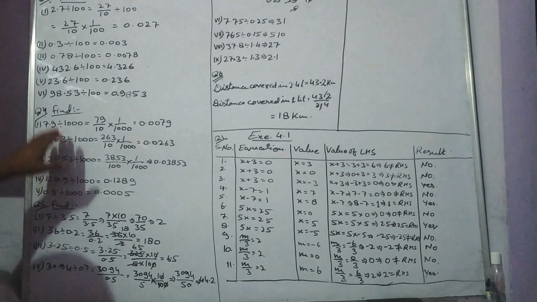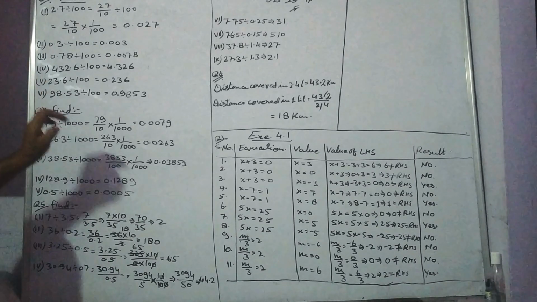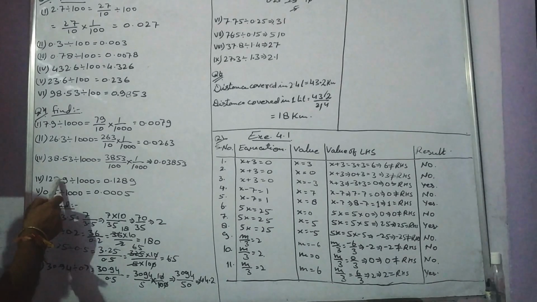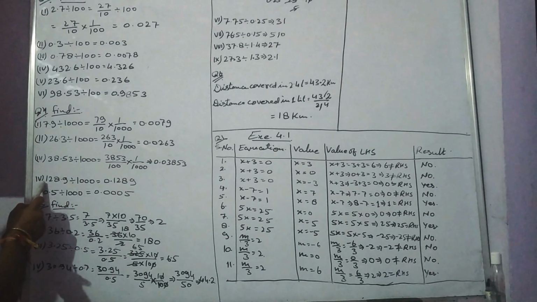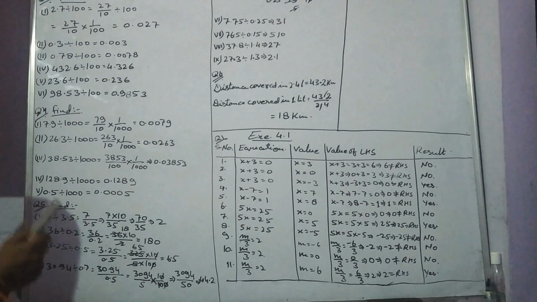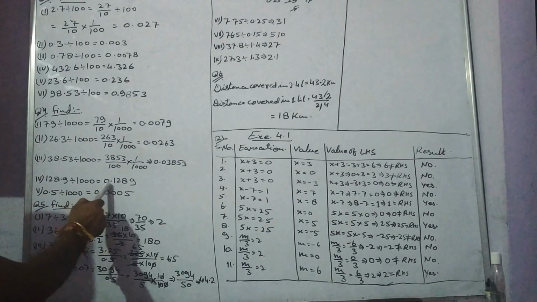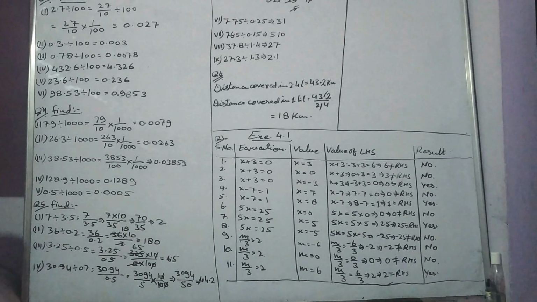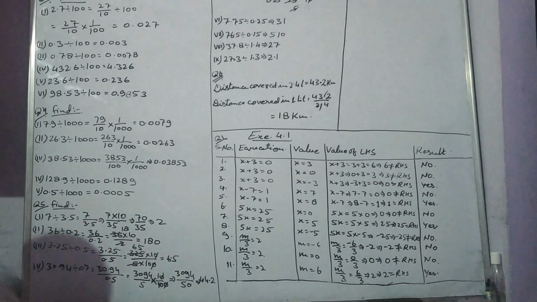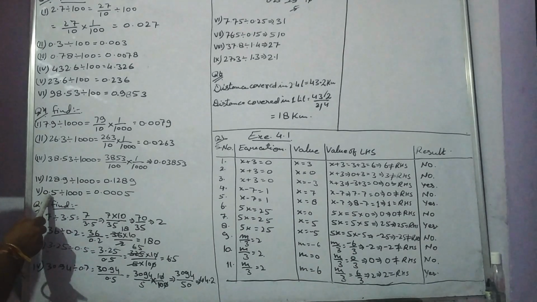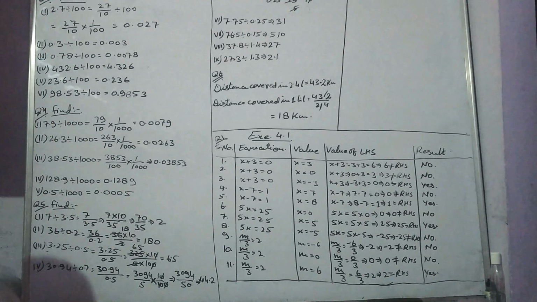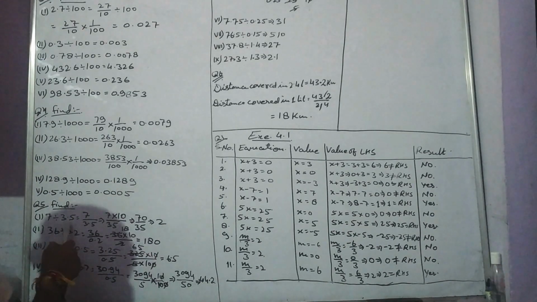Next one is 128.9 divided by 1000. I solved this by the second method which I gave here. In this one we move the decimal three places to the left, so it becomes 0.1289. Next is 0.5 divided by 1000. The decimal will move by three places to the left, so it becomes 0.0005.